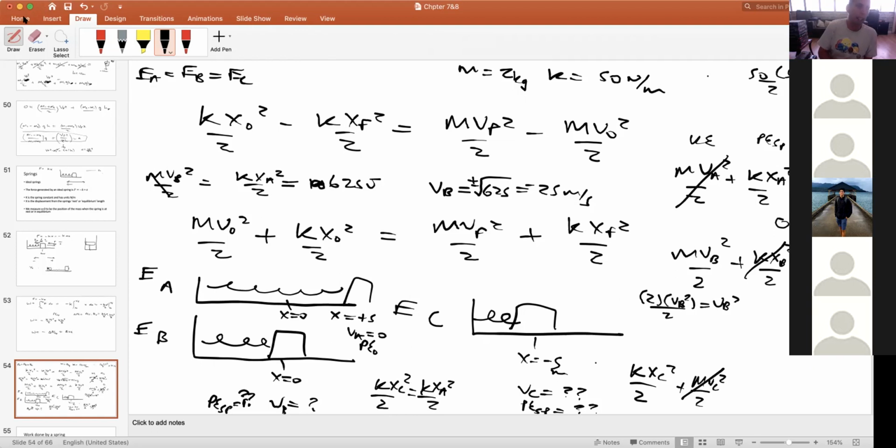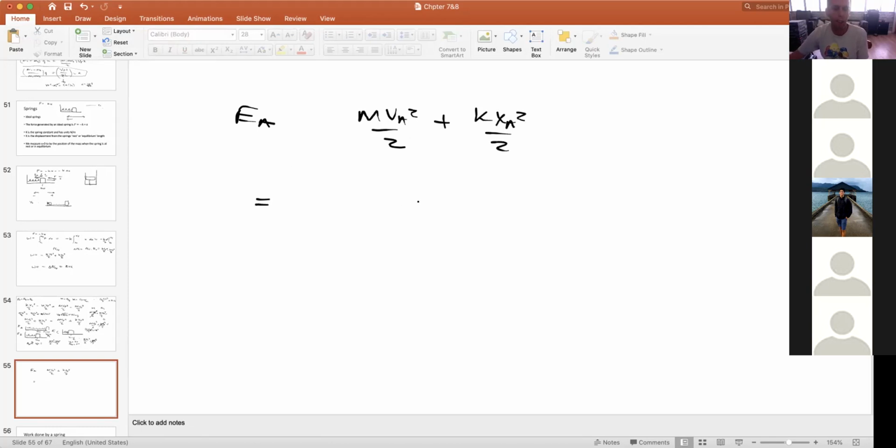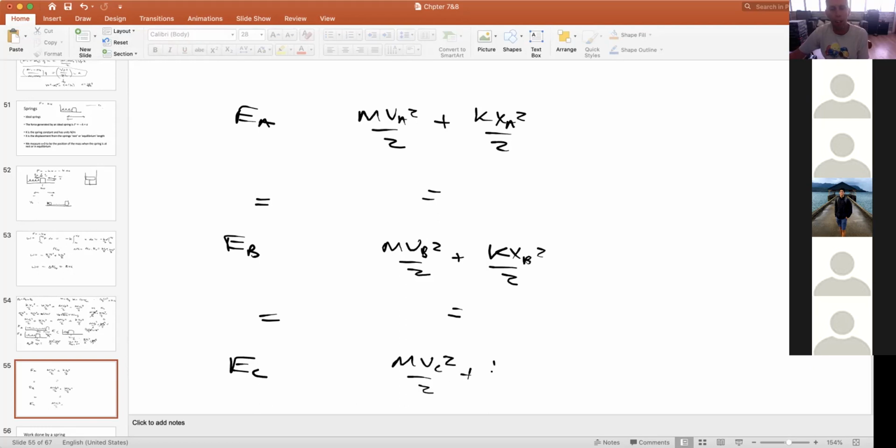Without all this mess, what we have is the energy at A is m vA squared over 2 plus k xA squared over 2. But that is equal to the energy at B, which is m vB squared over 2 plus k xB squared over 2. But that is equal to the energy at C, which is m vC squared over 2 plus k xC squared over 2.